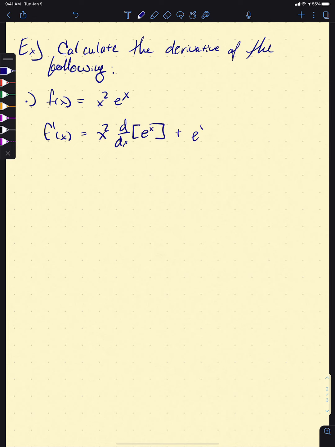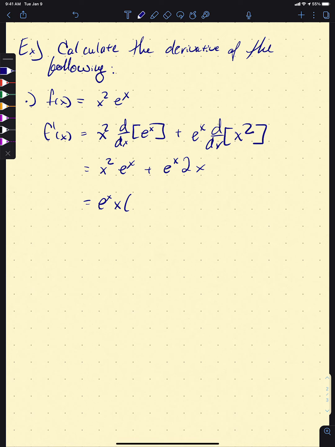And then we can run through these. As we said, the derivative of e to the x is itself, so we just get e to the x. And then the derivative of x squared is going to be 2x, so we have e to the x times 2x. But we can factor this. Each of these has an e to the x and has a factor of x. Then this one here is left over with 1x. This one here is just left over with 2. So we get e to the x times x, all times x plus 2.